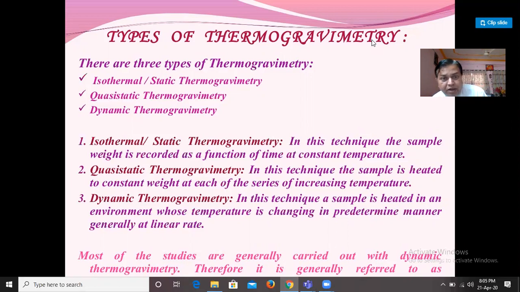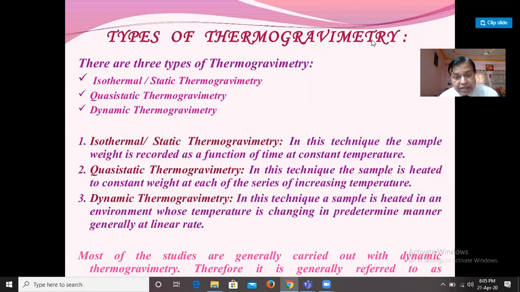Number one, isothermal or static thermogravimetry. In this technique, the sample weight is recorded as a function of time at constant temperature. Here we are applying a constant temperature and studying the weight of the sample by the change of time. Quasi-static thermogravimetry. In this technique, the sample is heated at constant weight through a series of increasing temperatures. Here we are increasing the temperature of the sample.